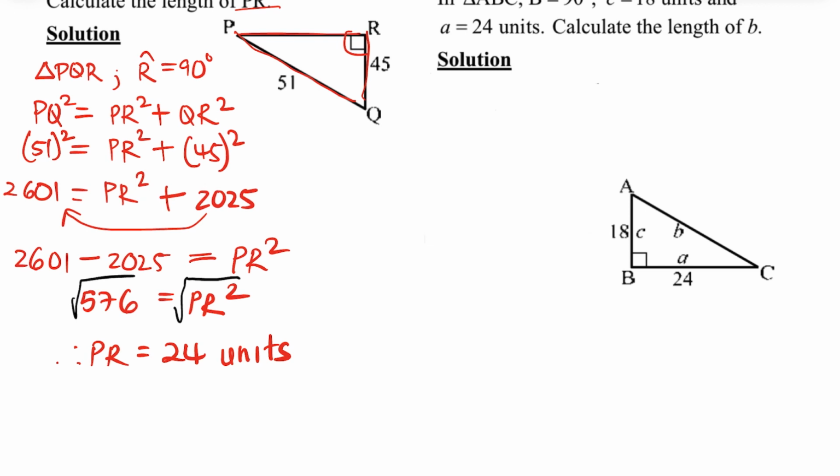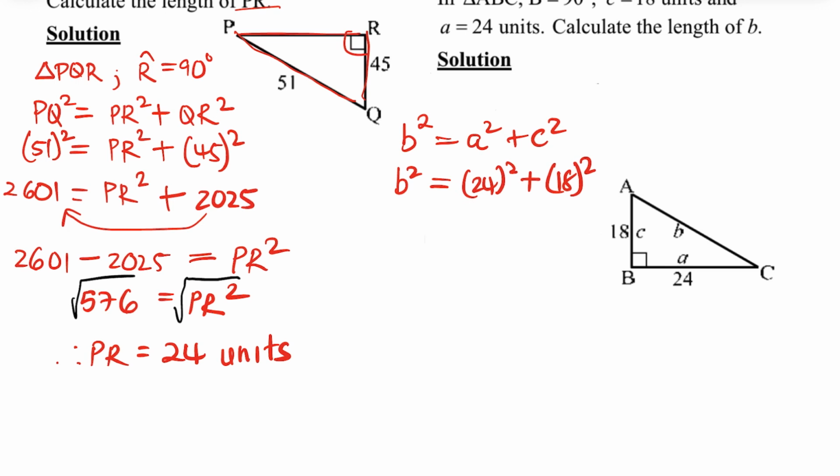So we'll say the square of the longest side. The longest side is what? It's B square, is equal to the sum of the squares of the other sides. So the other sides are going to be what? A square plus C square. And then B square, we're looking for B there. So we're going to put B square, and A, do we have A? Yes, A is 24 units. So it's 24 square. And then C is what? It's 18 units. It's 18 square.